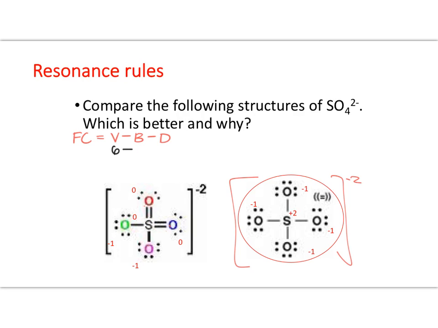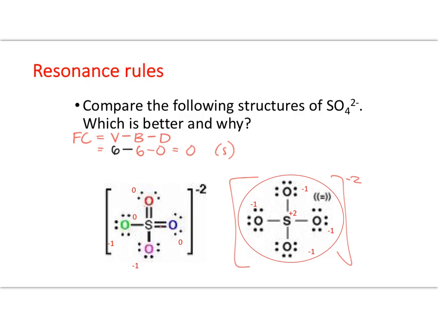Where did I get 8 anyway? So you want to count the number of actual bonds. So 1, 2, 3, 4, 5, 6 bonds, and there's no dots around it. So the formal charge on the sulfur is 0. And then we want to look at each of the oxygens. So let me erase that.